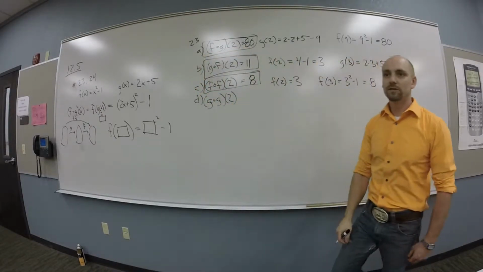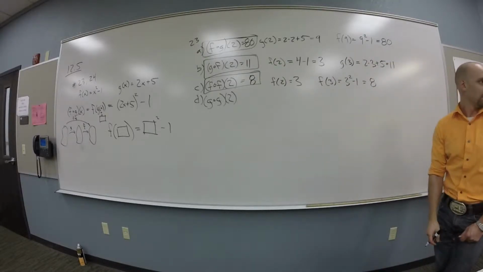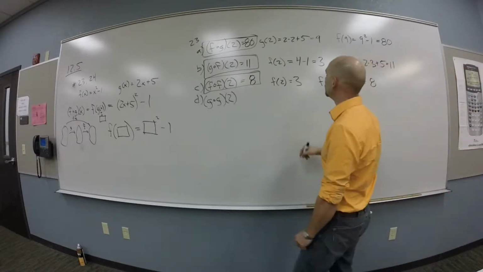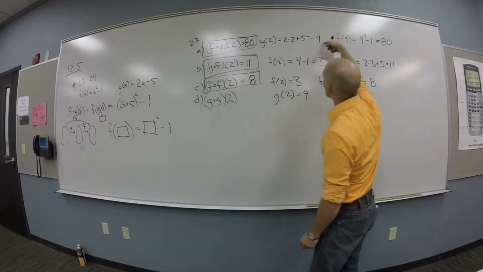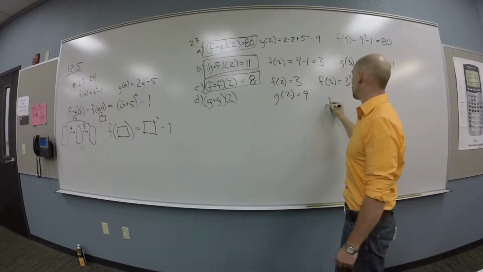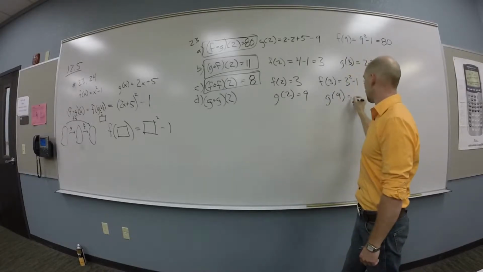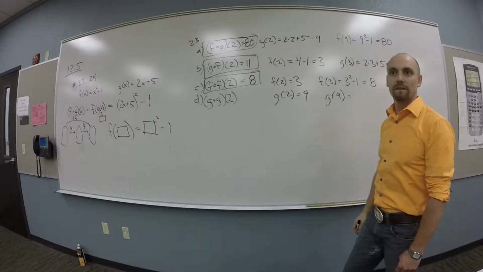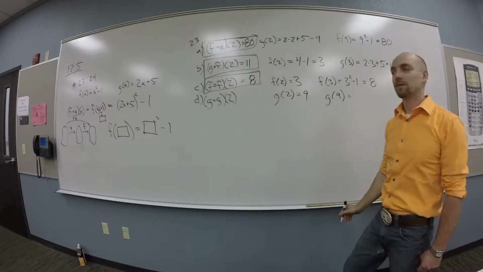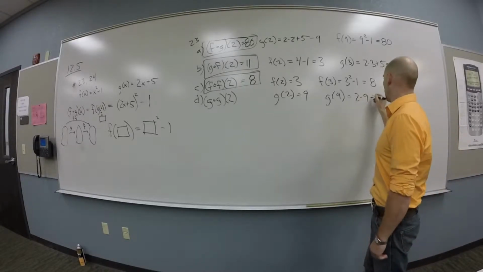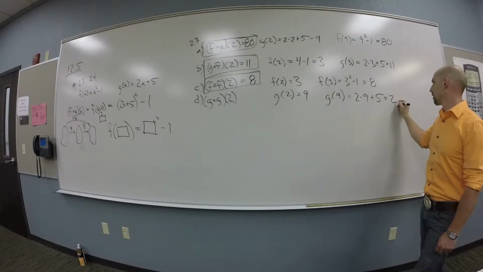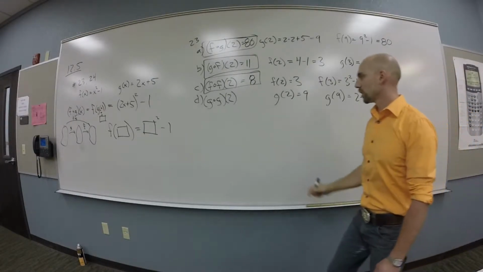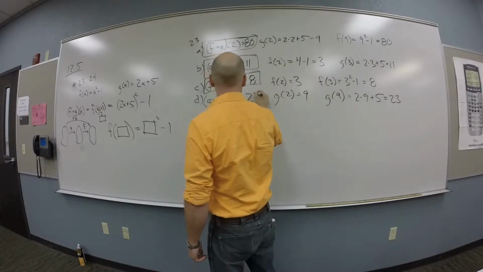How about g of g of 2? How do I do that one? Okay, I plug it into g twice, so g of 2 is 9, right, that's just from up here. Then what's g of 9? Twice 9 plus 5, 18 plus 5, 23. So I got 23 out of that one.